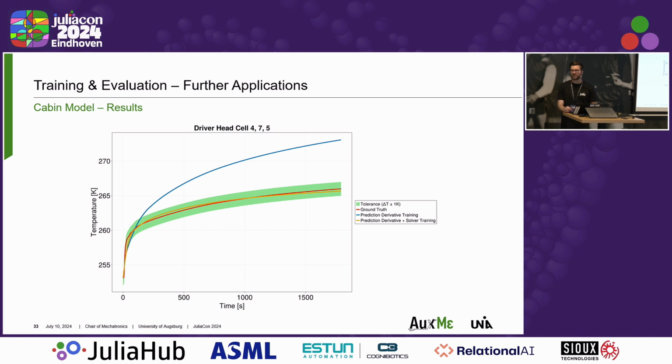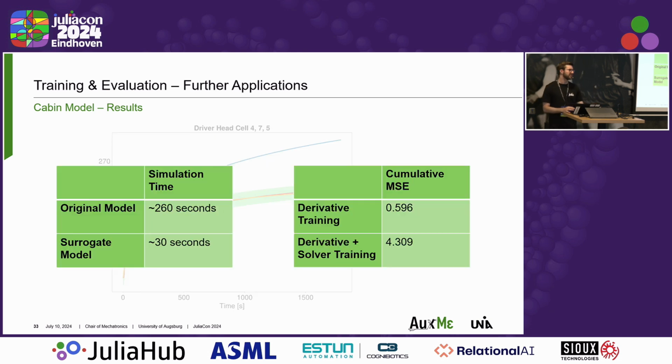But if we also try our approach with solver-based training, you can see in yellow, then we're matching our ground truth data actually quite well. And that is exactly the result that we were looking for. And since I already said, now we have a way more complex model than before, so the numbers are a bit more interesting.